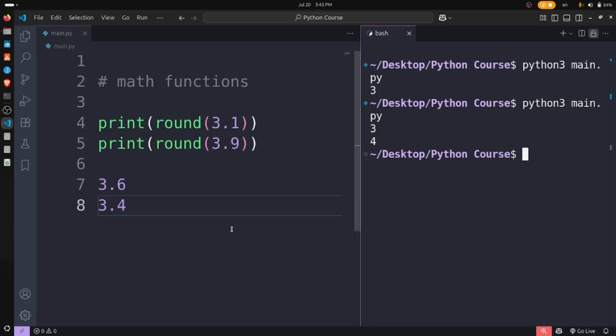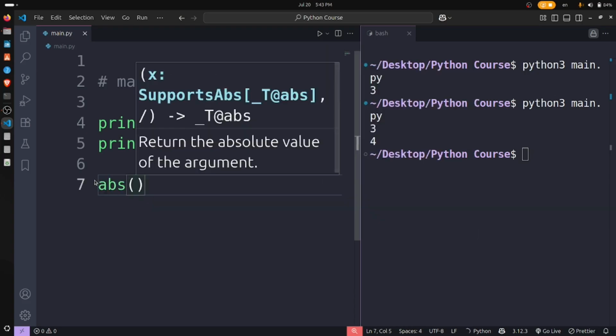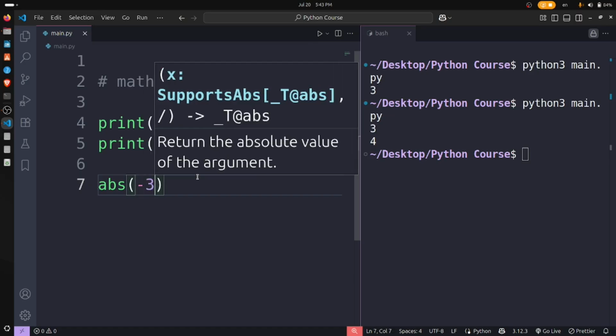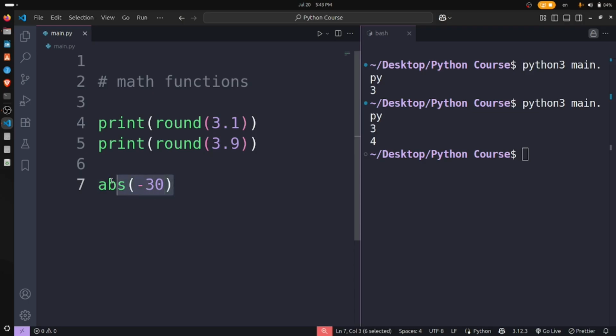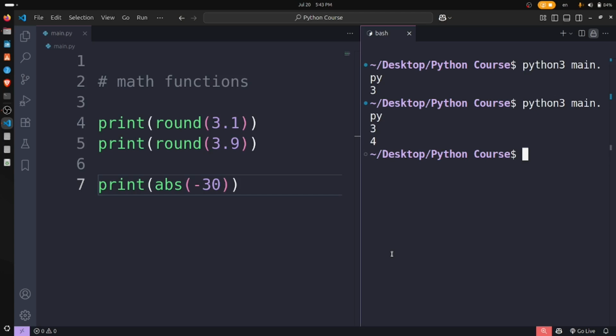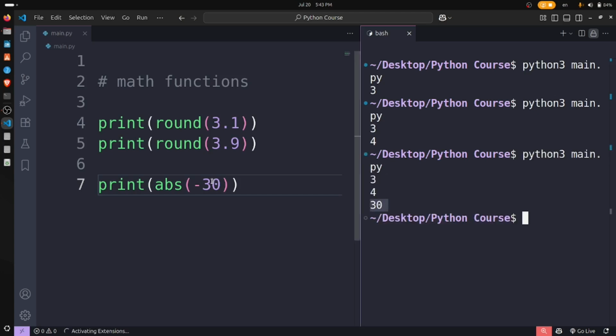So this is a function of mathematics. And there is another function besides round off, the absolute value, like you see here, the absolute value of an argument, like let's say -30. Let me print this, and I think the output will become 30, because absolute means no negative number. So these are the mathematics functions.